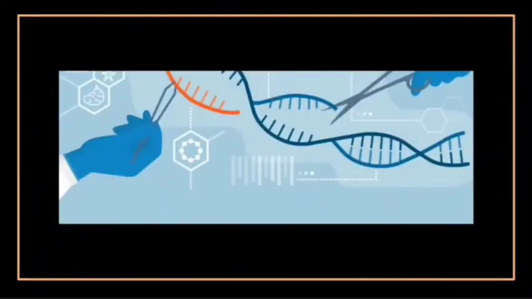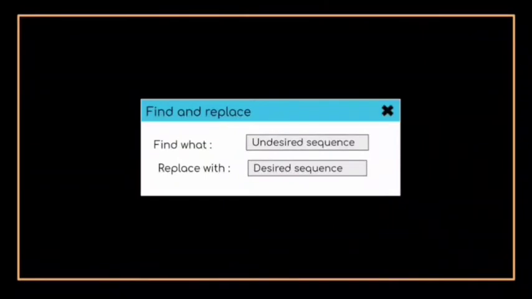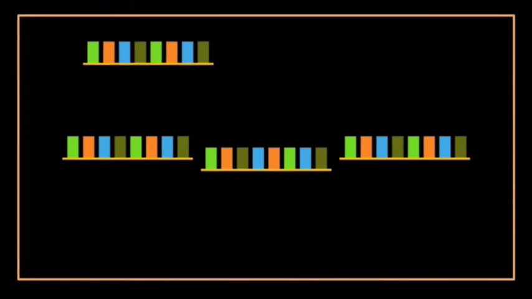With the recent development of gene editing tools, it is now possible to replace a trait with a more desirable one. Such gene editing tools work much like the find and replace tool we see on computers. They cut out the undesired information sequence and replace it with the required sequence.